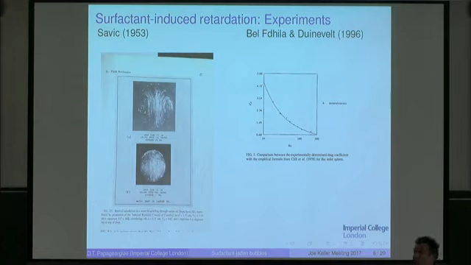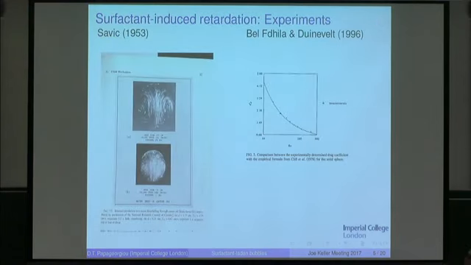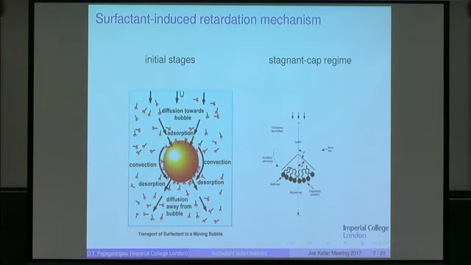That's the reason. Possibly a much more convincing experiment is this one by Belfdila and Duineveld from the Netherlands, where they measured the drag on these bubbles, and they compared it with the solid line. The solid line is actually the correlation I wrote down there for solid spheres. If you compare it with solid spheres, they're exactly on the solid sphere curve. So these bubbles are really behaving as if they were solid particles. So the question is why, and what can we do about it?